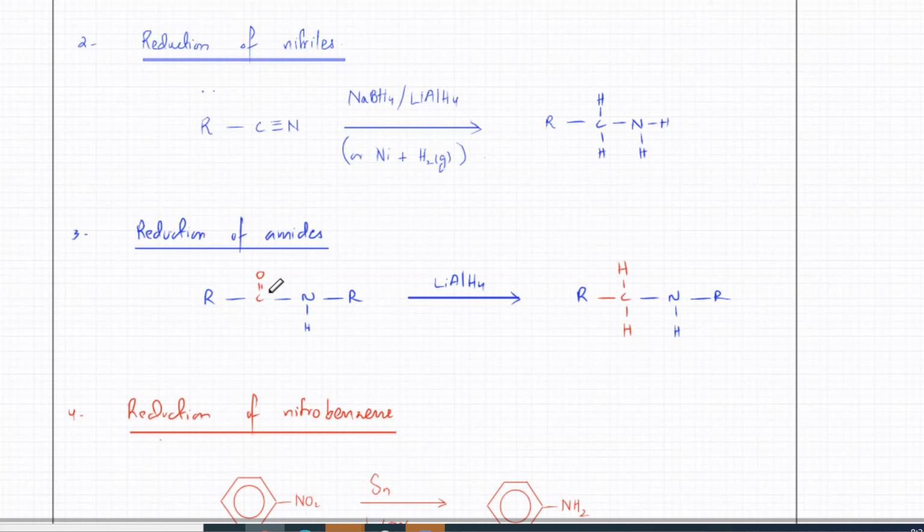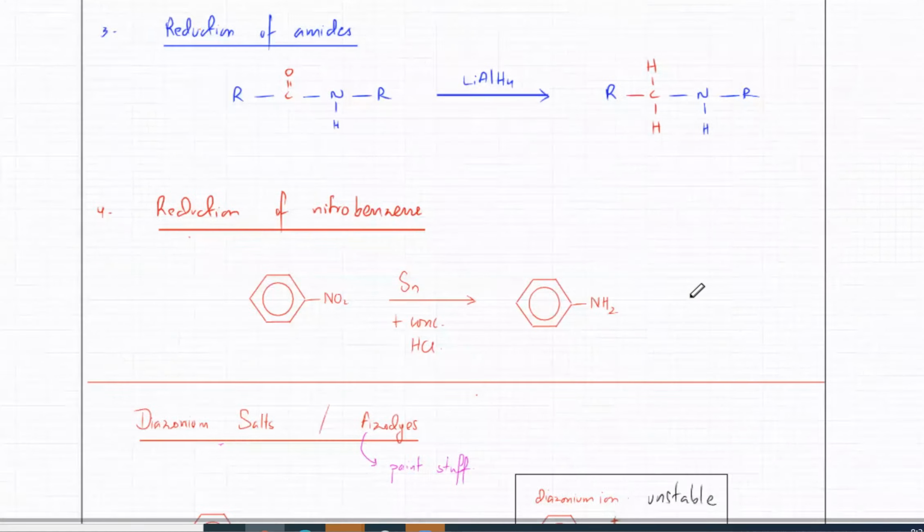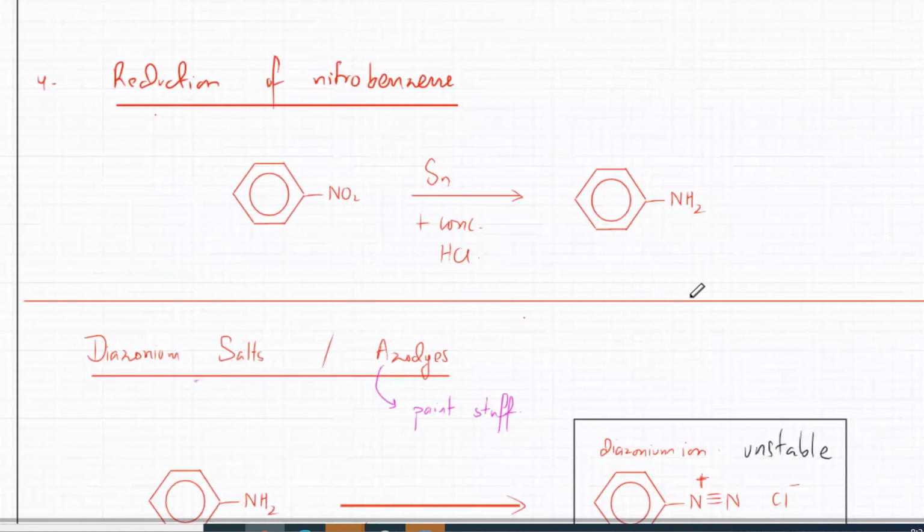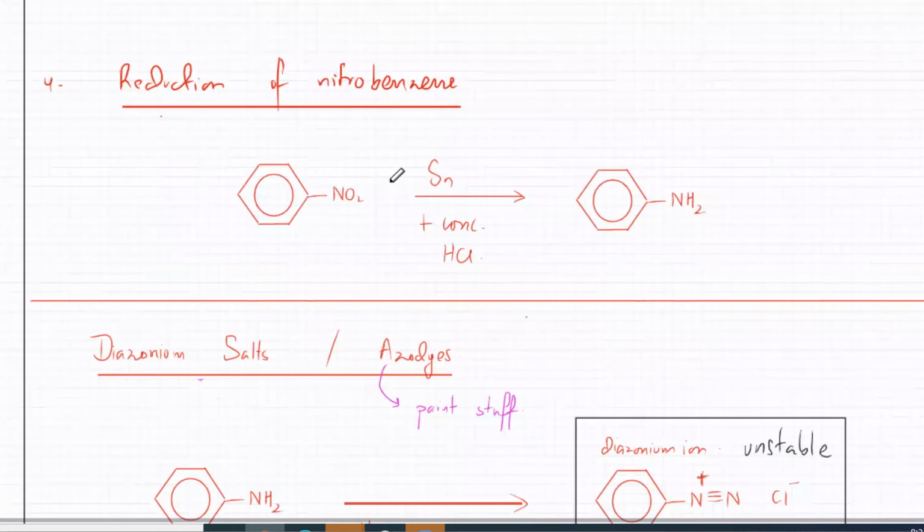So you can reduce it and the O will go away. So you'll just have a carbon chain with NH. So it's an amine. And another one is reduction of nitrobenzene. You've got a nitrobenzene, you add tin plus concentrated HCl and you get phenylamine. That's it. So there are 4 different ways of producing amines. And we did this thing.